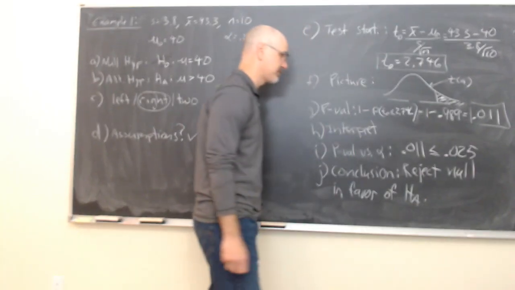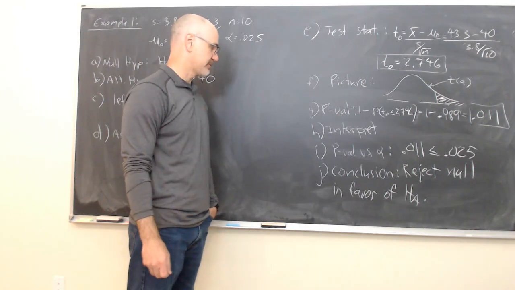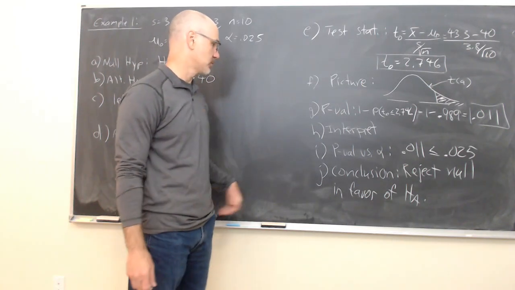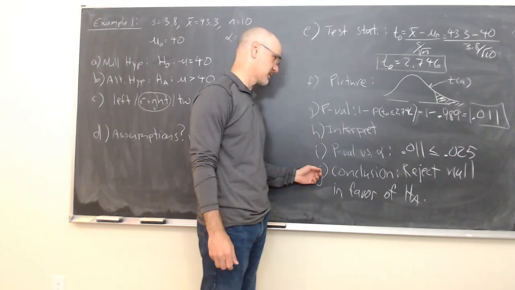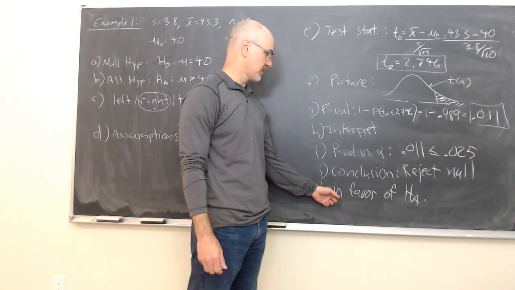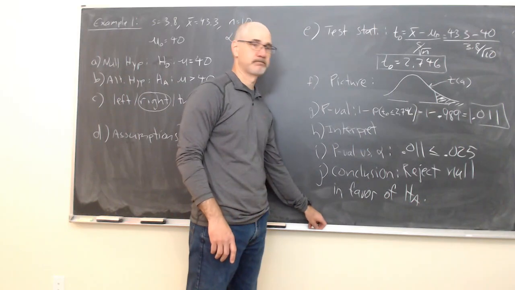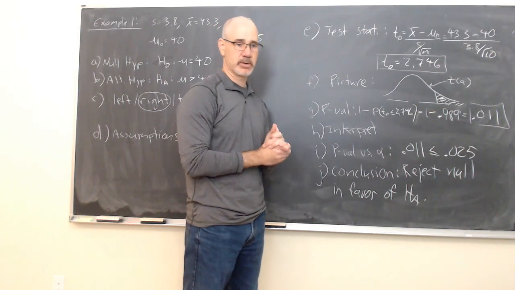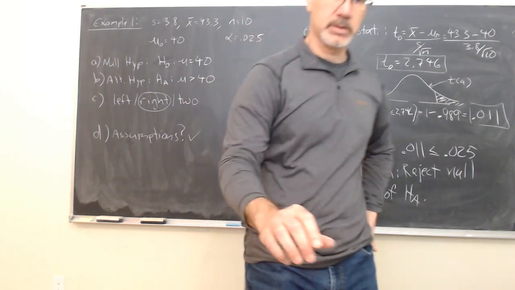So we would be fairly convinced that in fact the mean nicotine level is greater than 40. So we reject the assumption that it's equal to 40 in favor of it being greater than. All right, so I'm going to go through a couple of different ways to do this example on StatCrunch, and that's coming in just a minute.